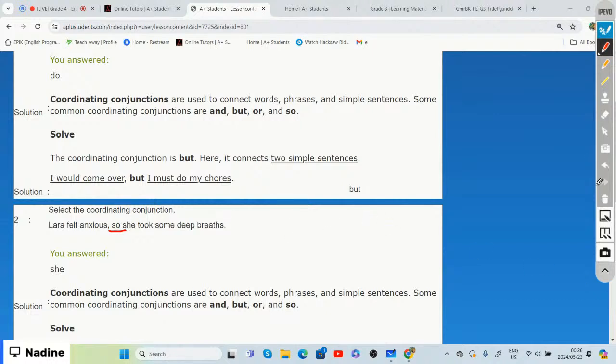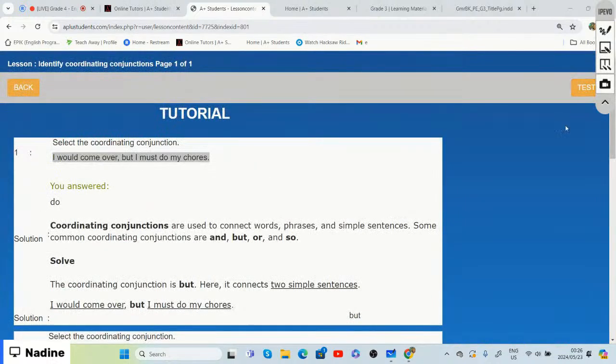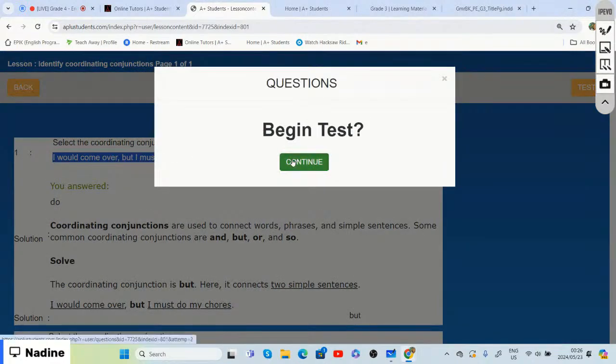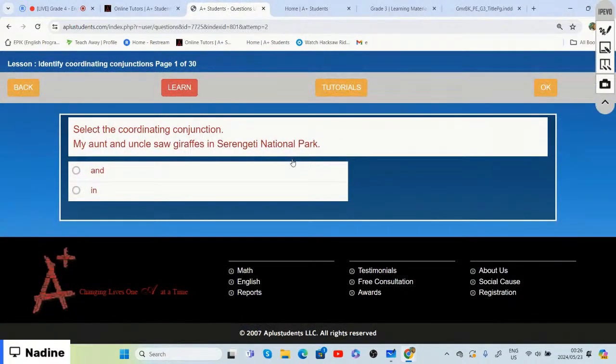All right, now we're going to our test, where we are going to identify the coordinating conjunction: "and," "but," "or," "so." Select the coordinating conjunction. My aunt and uncle saw giraffes in Serengeti National Park. I'm not even sure if I'm saying the word correctly. What is the coordinating conjunction within that sentence? Is it "and" or is it "in"?